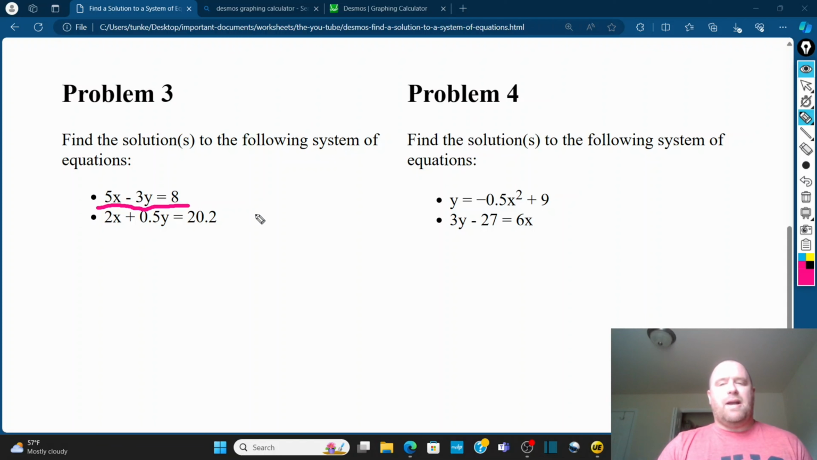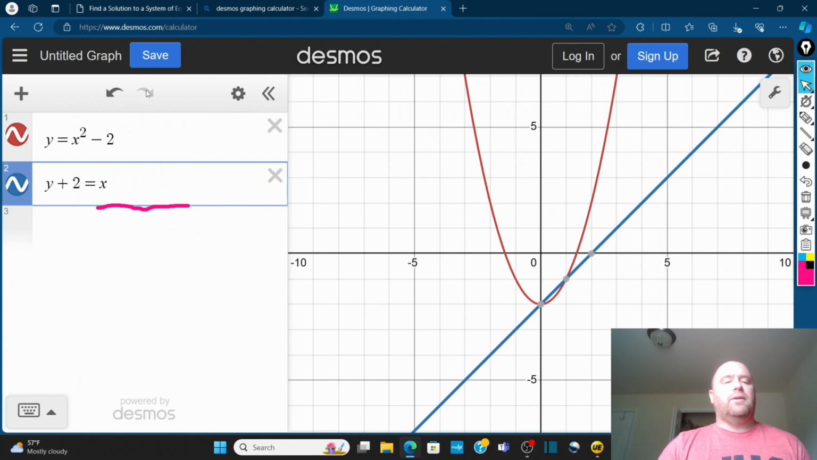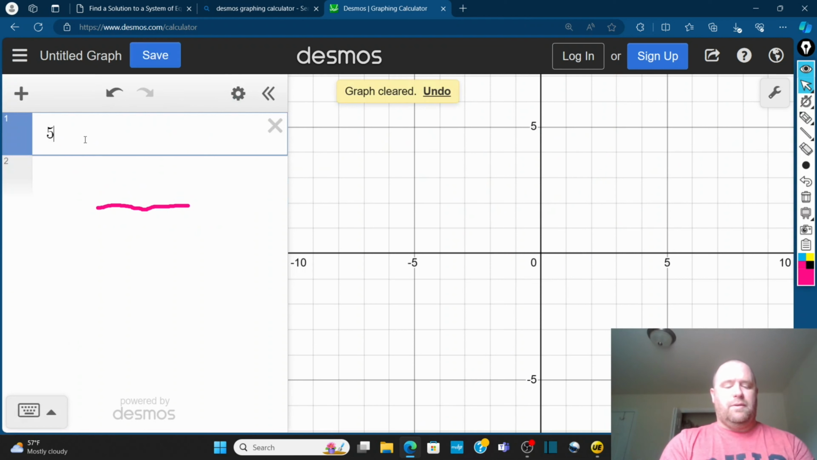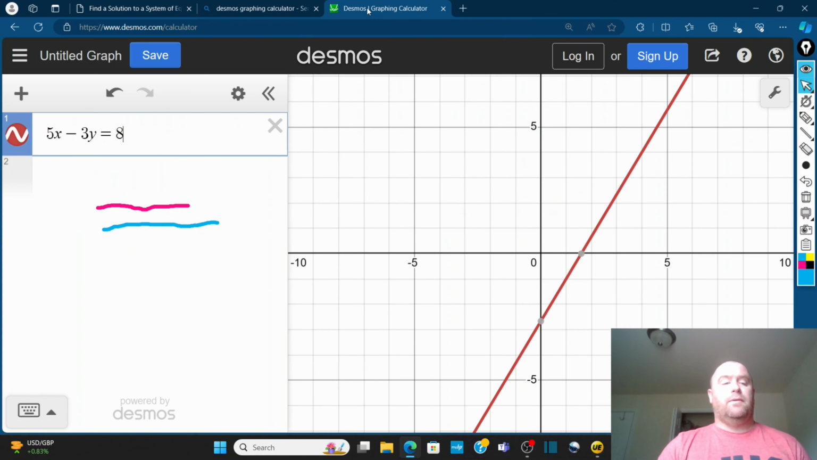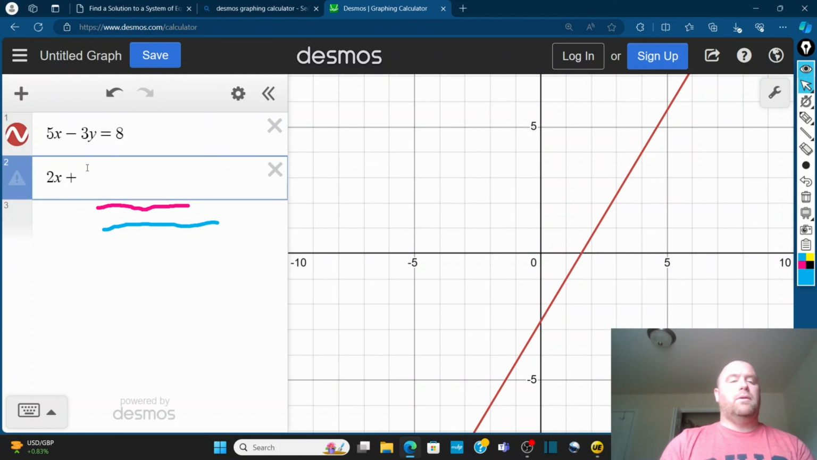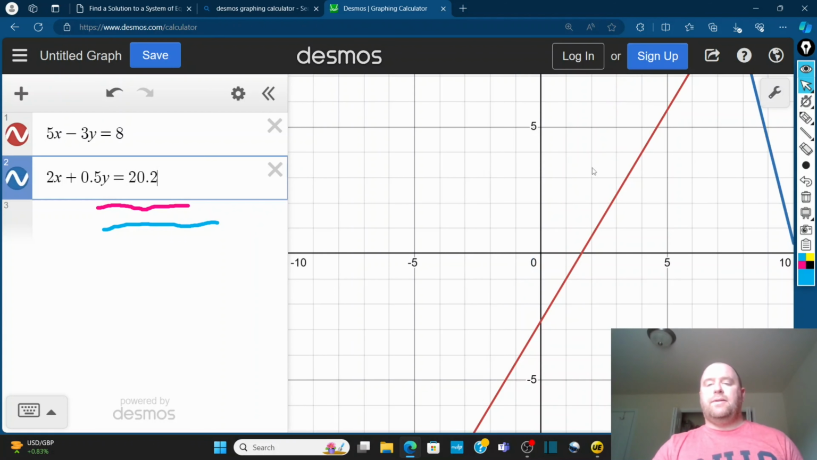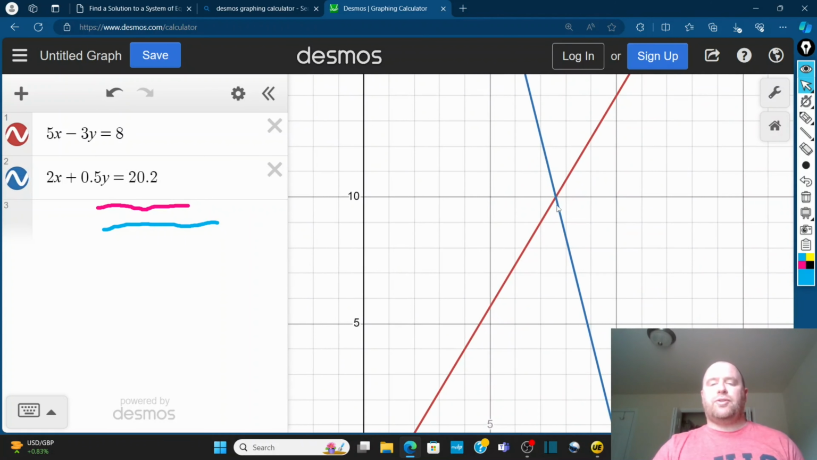Okay, so we got 5x minus 3y equals 8. Over here, gear, delete all. 5x minus 3y equals 8. And then the next one is 2x plus 0.5y equals 20.2. Okay, and now we can drag this to find our point of intersection.